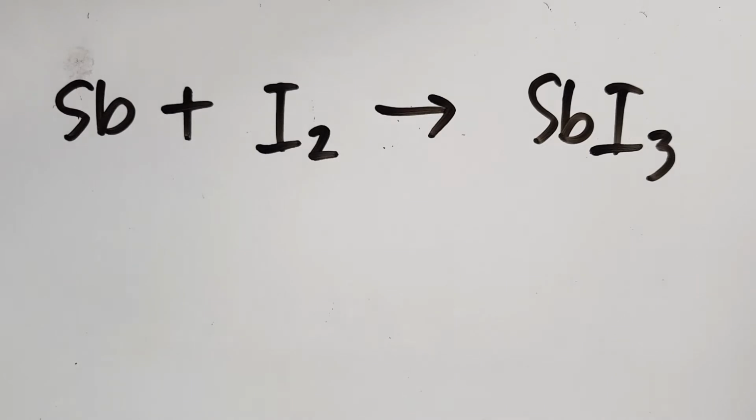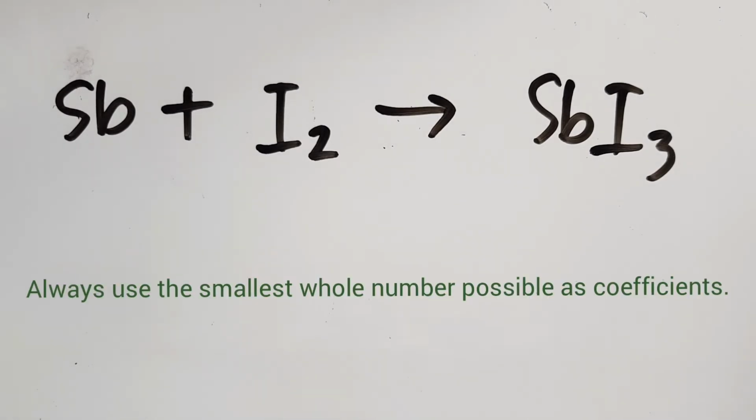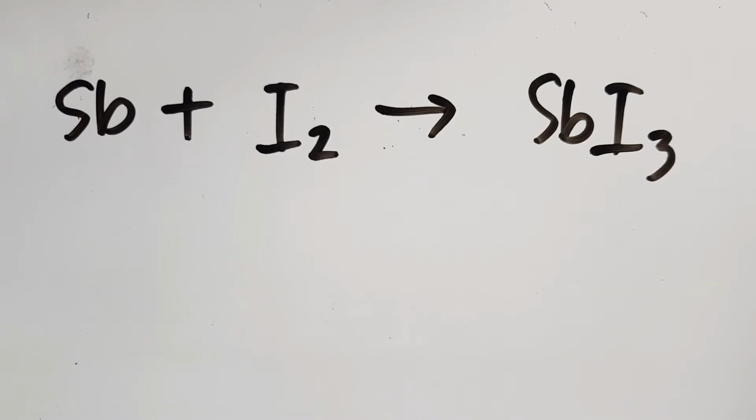One of the rules in balancing chemical equations is to always use the smallest whole number as coefficients. But sometimes it's easy to use decimals like 0.25 or 0.5. So I will demonstrate how it is used in balancing chemical equations.